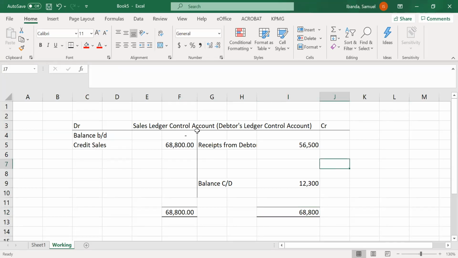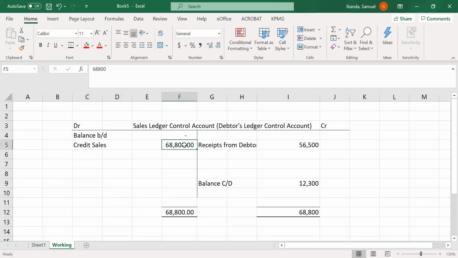So this is our sales ledger. In case we had other items that may affect our debtors ledger control account, like for example, return inwards, they reduce our debtors balance. So they will be recorded here. Anything that reduces our balance will be recorded here. Bad debts will be recorded here. Discounts will be recorded here. Anything that increases our credit sales, like maybe more sales, will be recorded here.